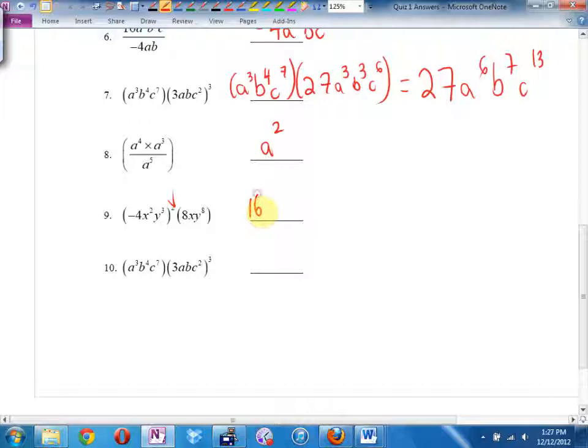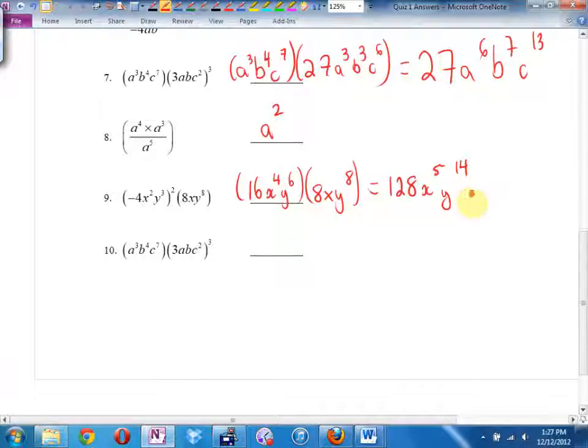It's going to be a 16 x squared. That's wrong, Mr. Dewick. It's not x squared. It's going to be x to the 4th, Mr. Dewick. Y to the 6th, and then there's still an 8x y to the 8th. 16 times 8 is 180 and 144? No, that's wrong. 128, that's what I said. Yeah. 128. X to the 5th. Y to the, count 'em, 14th. Yeah?